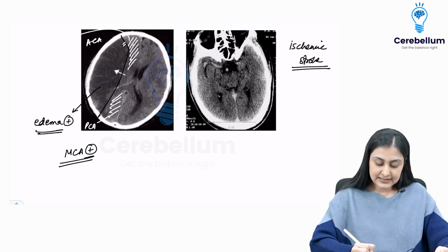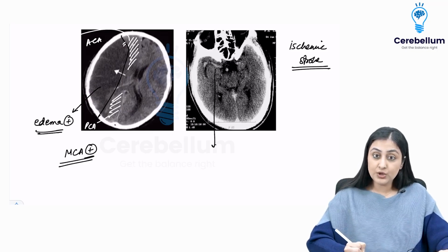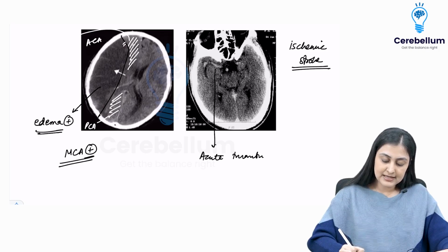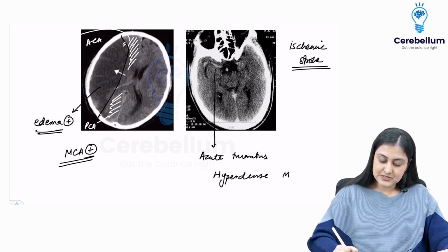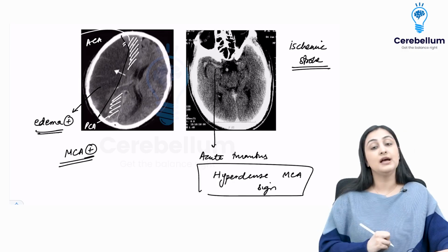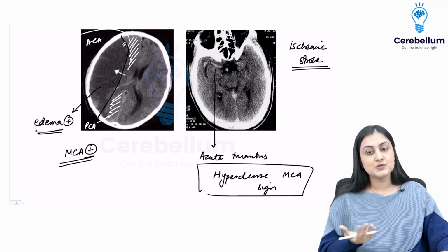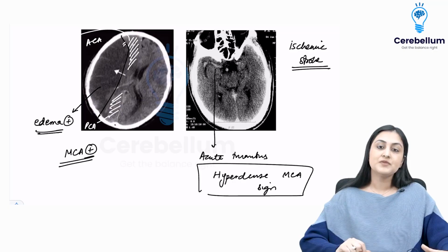The second sign is the vessel on the non-contrast CT can appear hyperdense because of the acute thrombus being hyperdense, and this is what we call the hyperdense MCA sign, which is a sign of the acute thrombus in this vessel. Okay, so these are subtle signs of ischemic stroke that can be picked up in certain cases, but it's not something which is very sensitive.